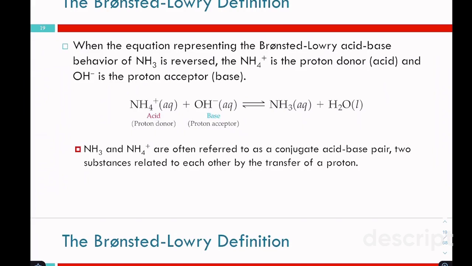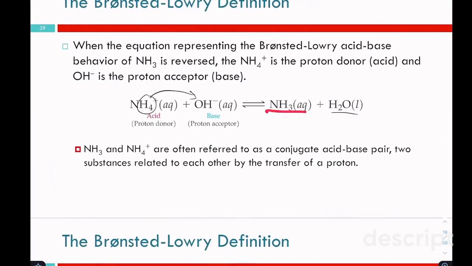So if here the NH4 plus, when written this way, is donating one proton to the OH minus, which becomes water, then the NH4 plus becomes ammonia. So now the NH4 plus is the acid, OH minus is the base. And then we call these conjugate acid-base pairs.